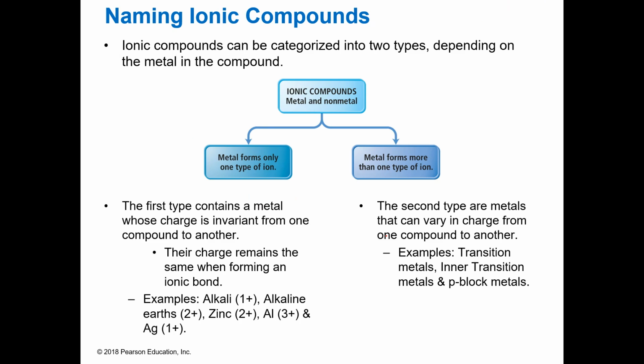Let's talk about naming them. Okay, so first of all, again, ionic compounds are a metal plus a nonmetal. And how we're going to name them is the metal is always written first, and it will hold the name of its element. The nonmetal is always written second, and it will end in "ide."